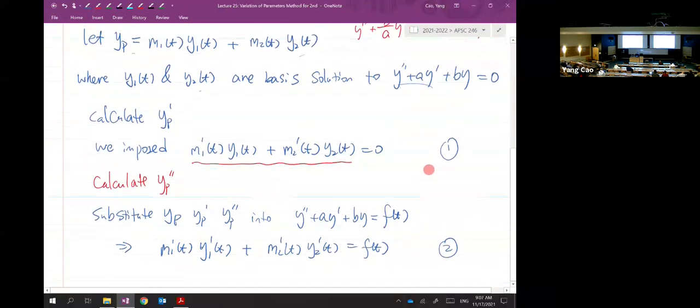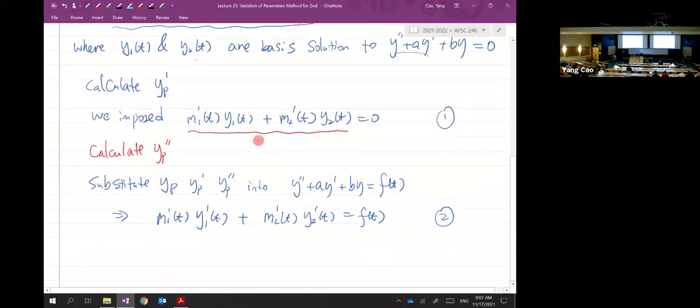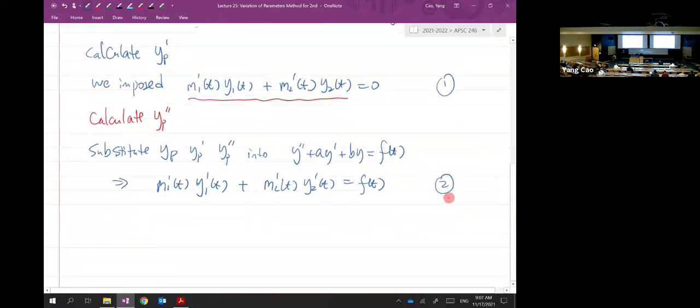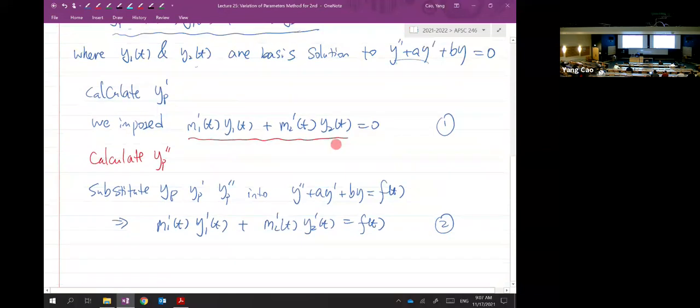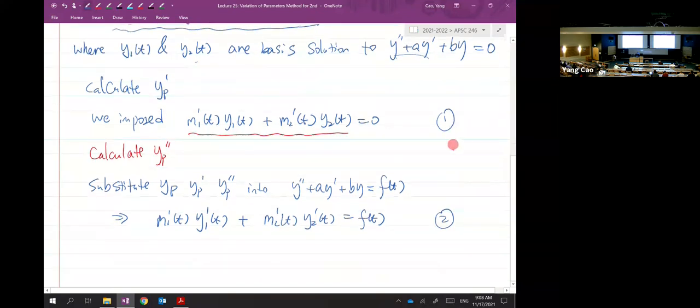So it started with Yp looking like this, and we enable a condition, equation 1, and end up with another equation, which is equation 2. Remember, the purpose is you want to find some sort of a value or solution for m1 of t, m2 of t, so that Yp is actually a particular solution, right? By doing this, you end up with these two conditions here.